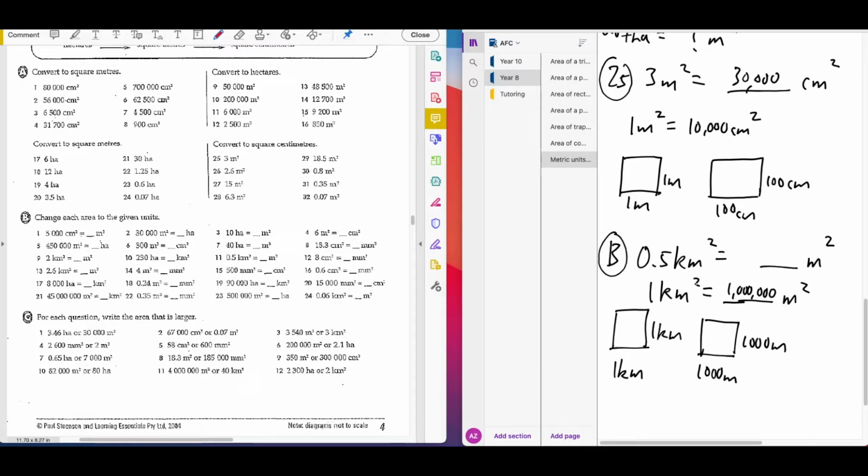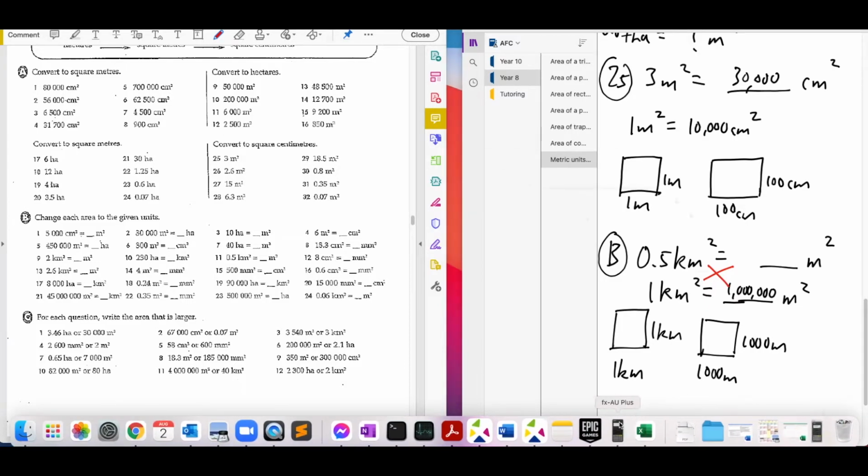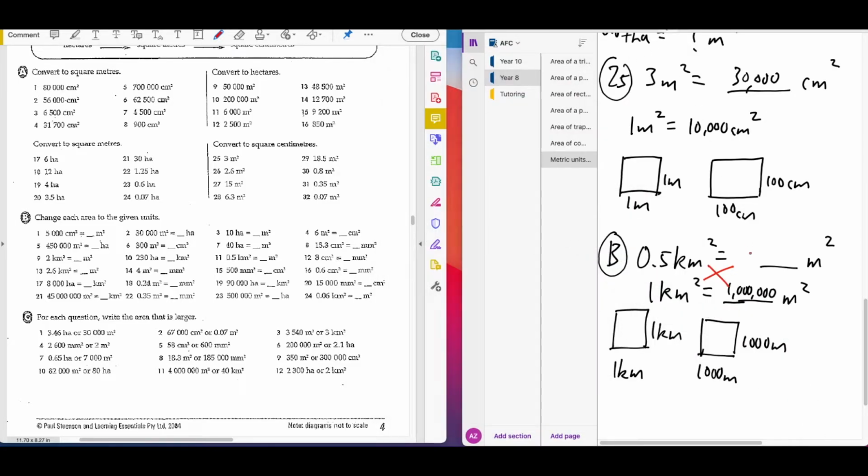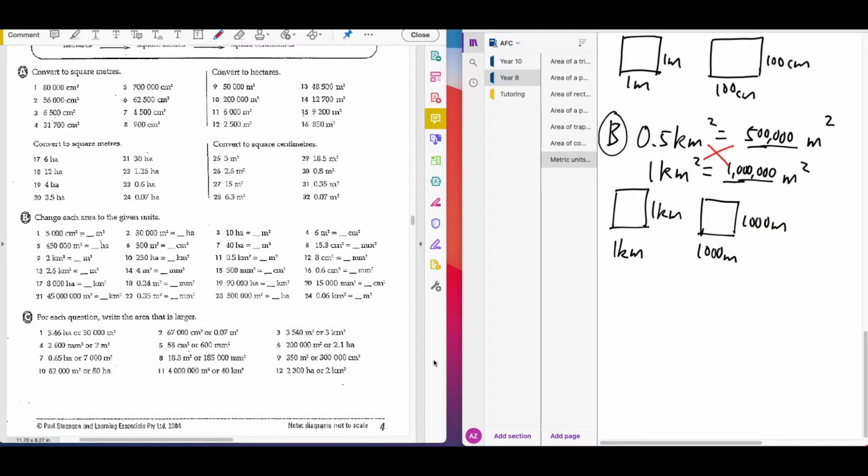Like I said earlier, we can just use the cross method, right? So I'm just going to do it here. I can just do 0.5 times 1 million divided by 1. So what do I get? That's 500,000. Well, that's pretty big. So then the answer is 500,000 square meters, right? So that's how you would do that question. All right.